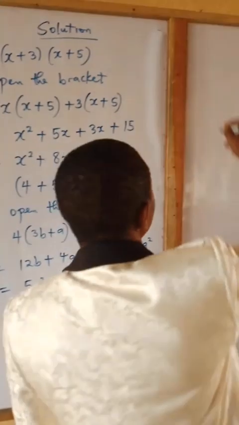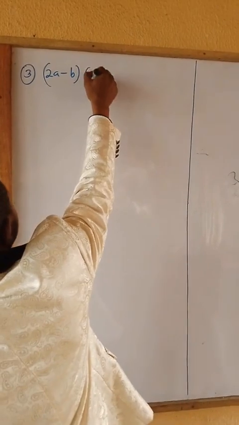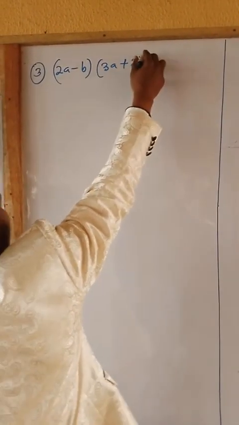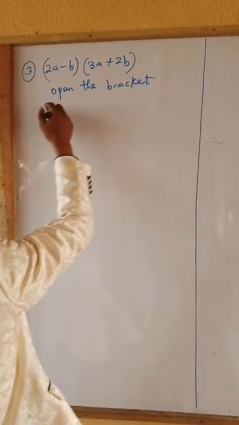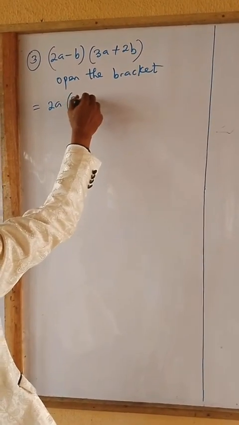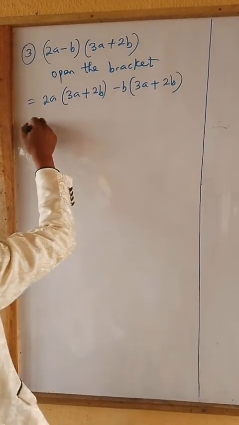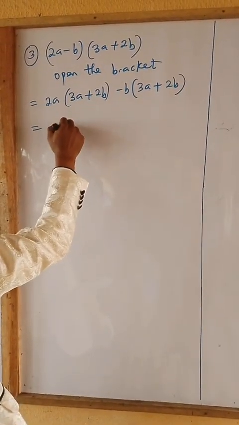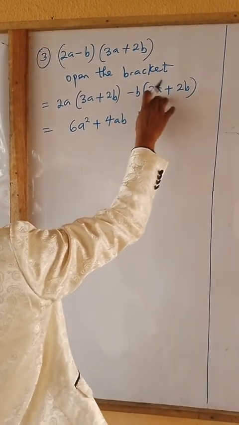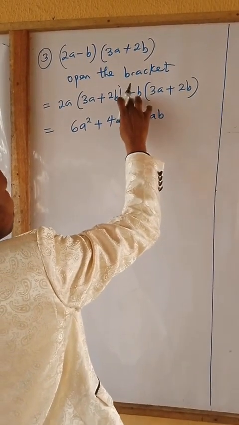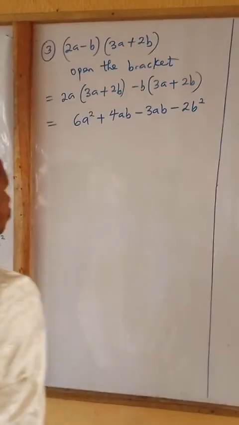Let's solve the third one. Number 3, we have (2a - b)(3a + 2b). So we are going to open the bracket as well. And when we open the bracket, we are going to have 2a(3a + 2b) minus b(3a + 2b). And the result will be 2a times 3a will give us 6a squared, plus 2a times 2b will give us 4ab, minus b times 3a will give us minus 3ab, minus times plus will give us minus, b times 2b will give us 2b squared.